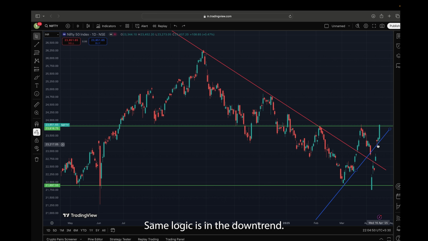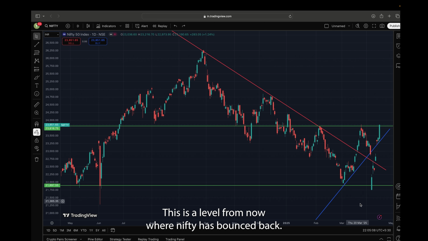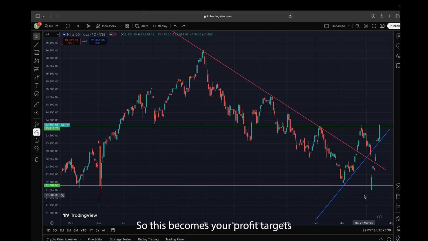Same logic applies in a downtrend. You draw a trend line across the swing highs, price breaks it, and you go short. Now, let's look back at the Nifty chart for previous support zones where price has bounced back before. And here you go. This is a level from where Nifty has bounced back. So this becomes your profit target when you are shorting.